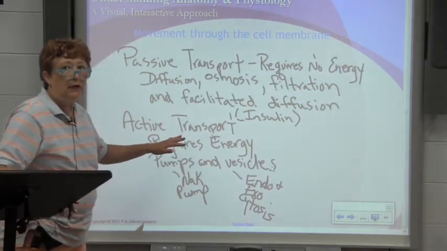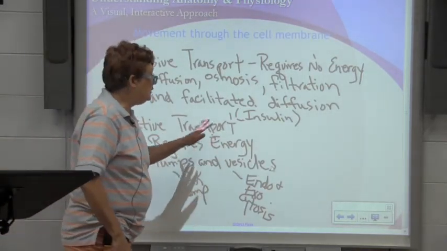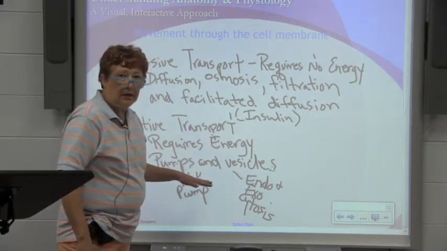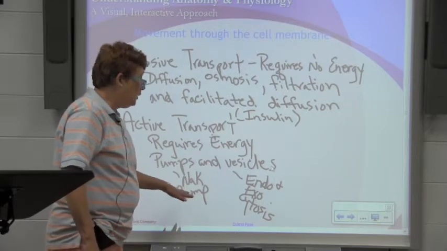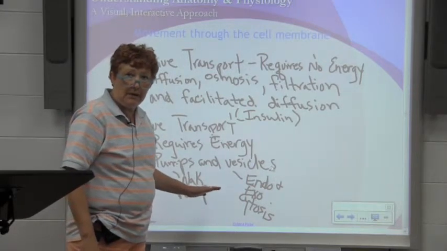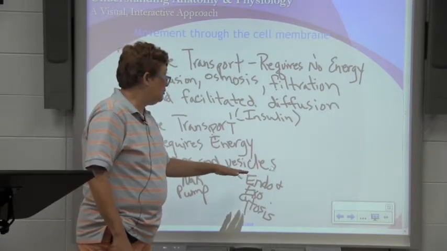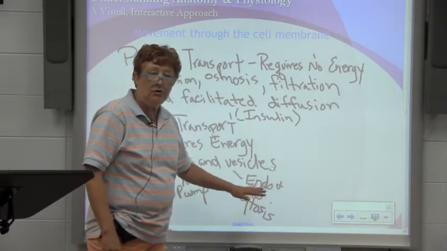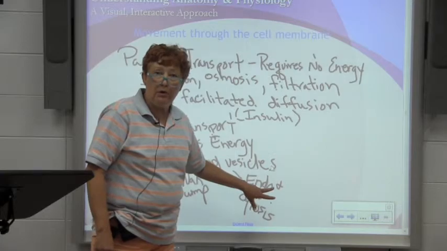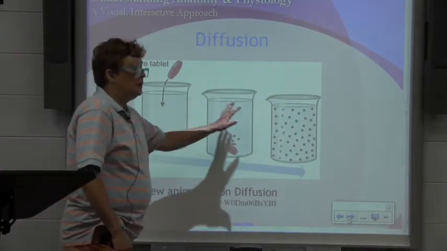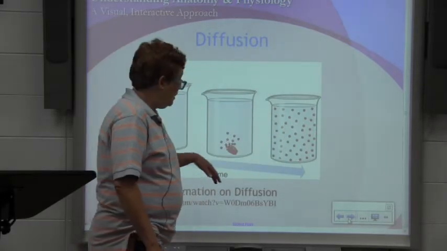Active transport does require ATP. It does require an expenditure of energy. So a couple of examples of that include the pumps. We have a sodium-potassium pump that we're going to talk about in detail. And another example are vesicles, and those can either be an endocytosis or an exocytosis, and we're going to talk about those two things. This picture illustrates diffusion.